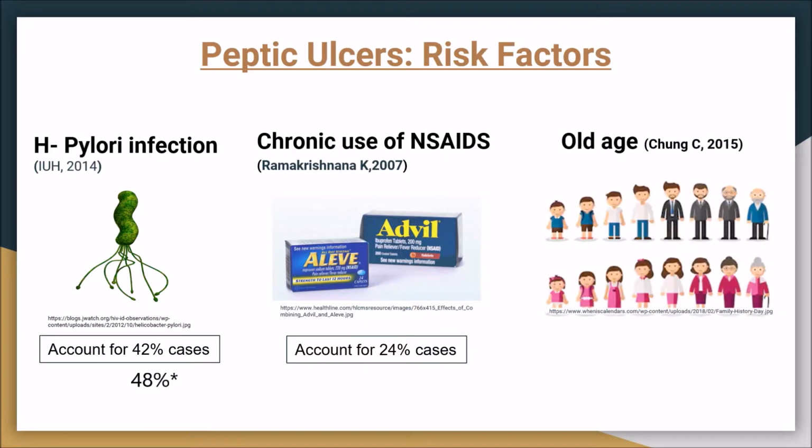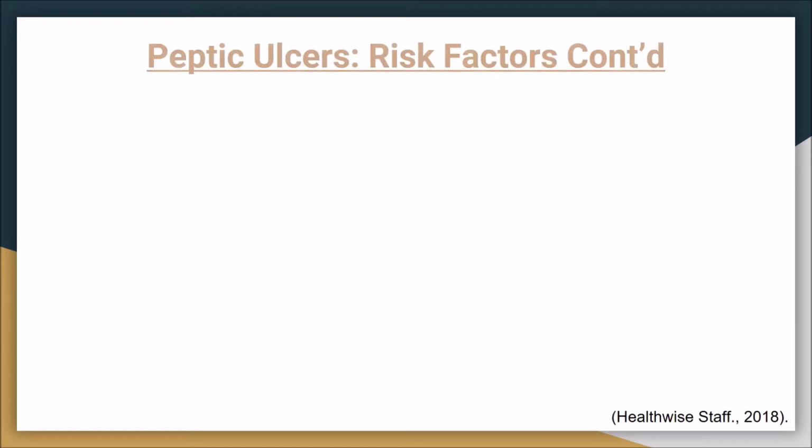Old age. Studies have shown that individuals aged 50 and above are at a higher risk of developing peptic ulcer disease. This is because older patients frequently take aspirin and NSAIDs for their cardiovascular diseases and other health issues. This risk significantly increases for individuals over the age of 65 that have arthritis and are also on low doses of aspirin on a regular basis.